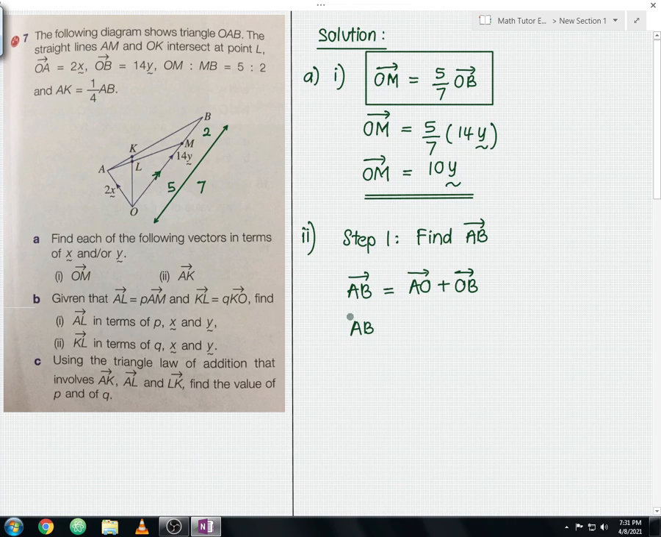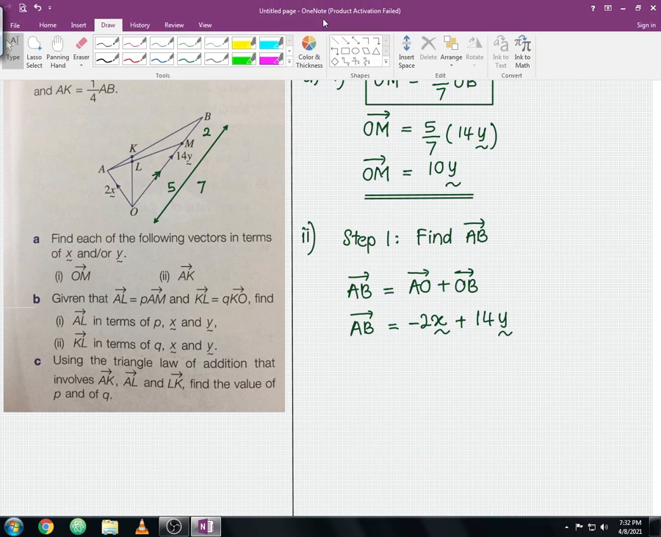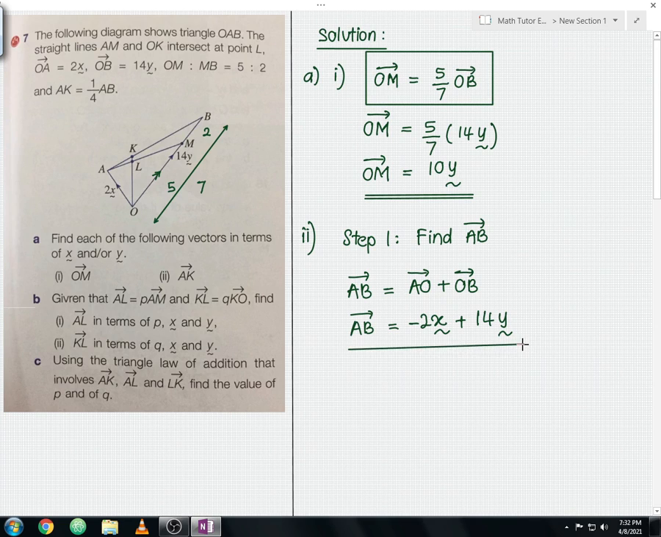So from here, vector AB is equal to vector AO, which in this case is the opposite direction of vector OA, so it will be negative 2x, plus the vector OB. Vector OB is 14y, just right here. So you get your vector AB is equal to negative 2x plus 14y. So this is your step 1. Let me underline the vector AB. Once you find the vector AB, now we can proceed to find the vector AK.